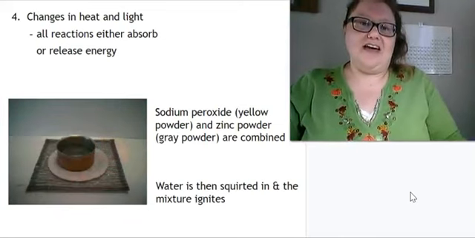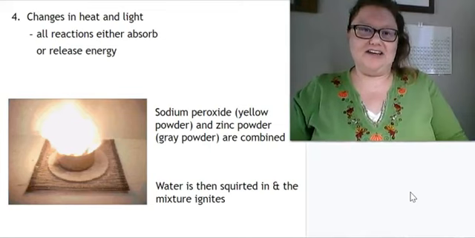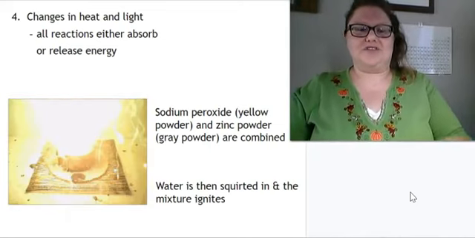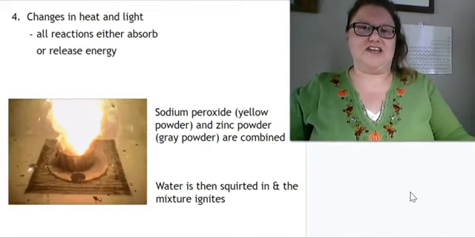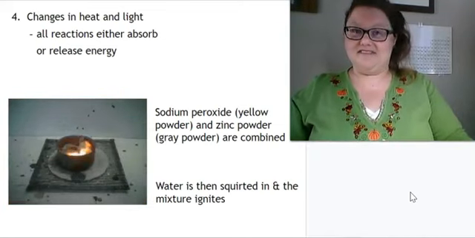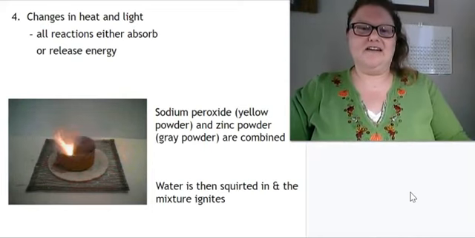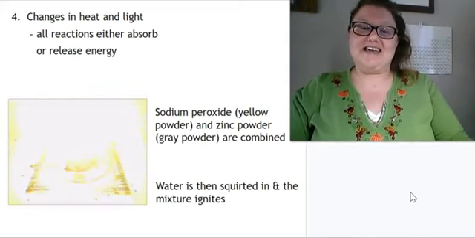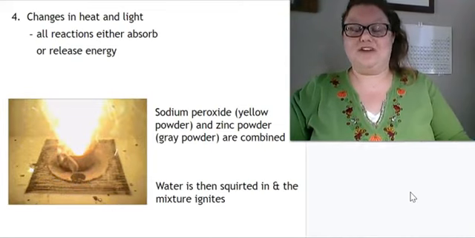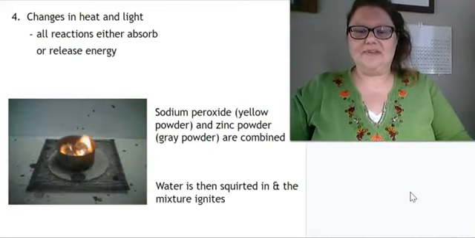Water can be thought of as a catalyst in this reaction because it allowed the two solid chemicals to get to a state of matter and arrange the ions so that they're able to contact and make new substances. But we see the bright flash of light and we see the fire that would indicate heat. So we see both in this example of a release of energy.